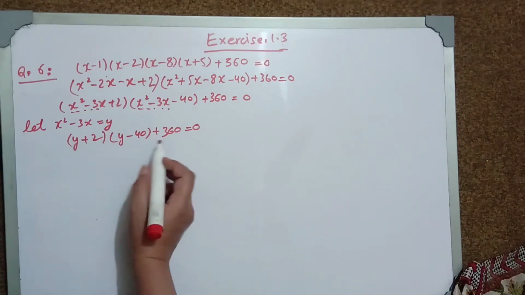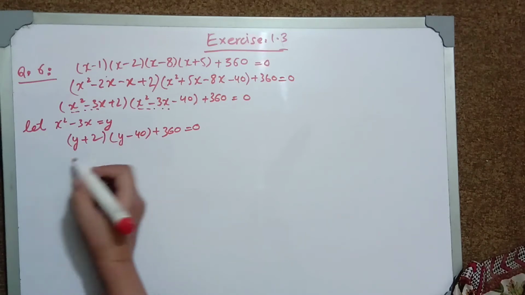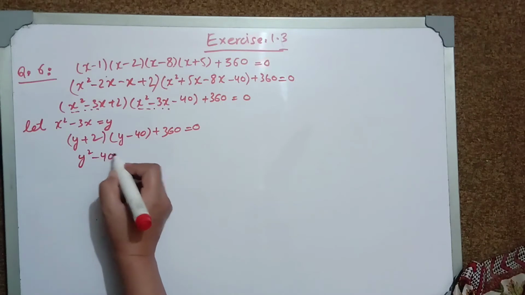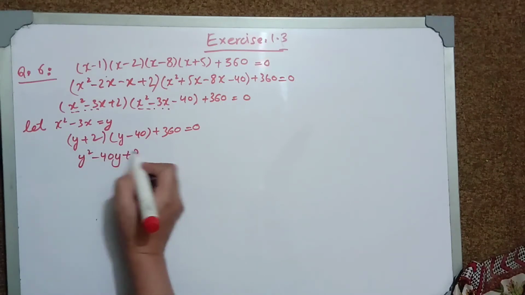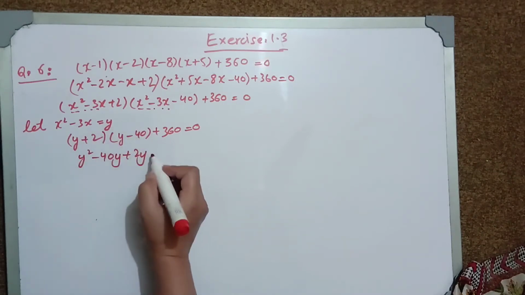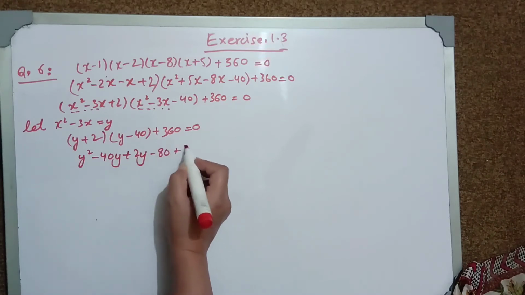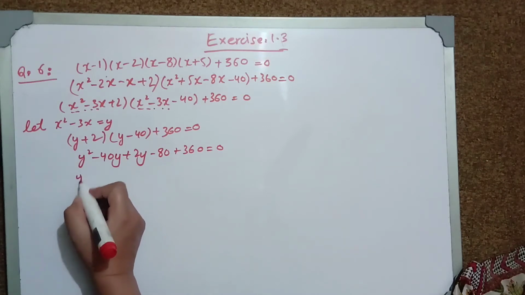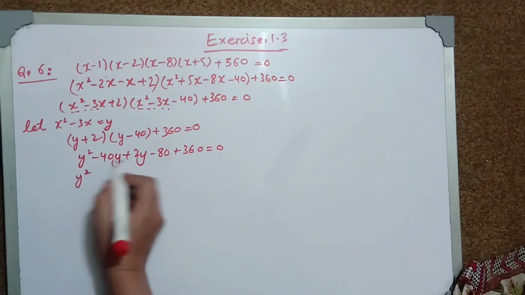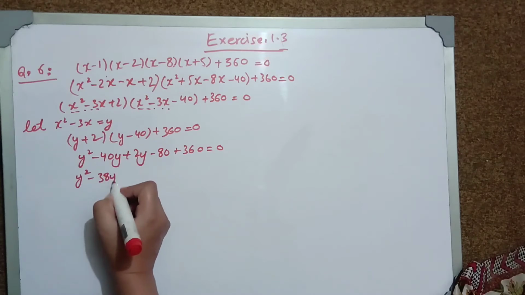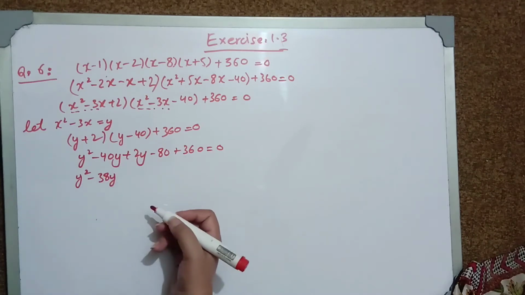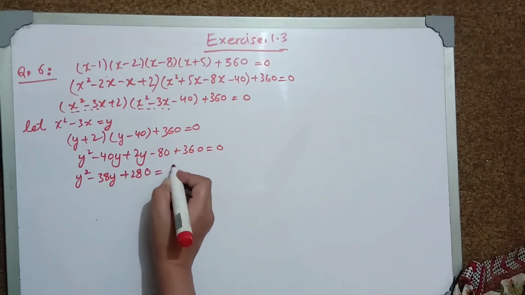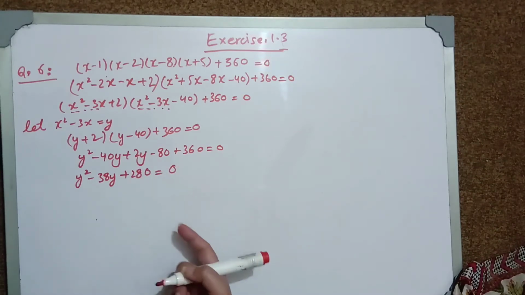Again, these two are being multiplied. We will multiply these two brackets. Y into y will be y square minus 40y plus 2y plus 2 into minus 40 will be minus 80 plus 360 equals to 0. Now on further simplifying it, we will get minus 38y plus 360 minus 80, it will be plus 280 equals to 0. Now we have got a quadratic equation.